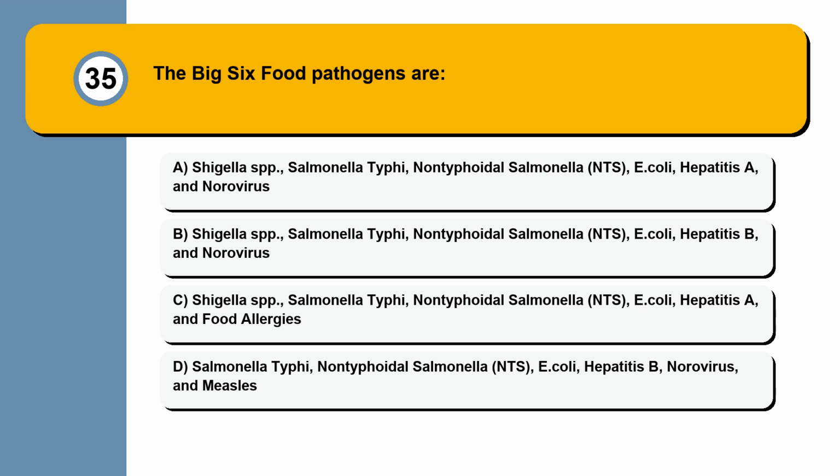Question 35. The big six food pathogens are: Shigella spp, Salmonella typhi, non-typhoidal Salmonella, NTS, E. coli, Hepatitis A, and norovirus. Shigella spp, Salmonella typhi, non-typhoidal Salmonella, NTS, E. coli, Hepatitis B, and norovirus. Shigella spp, Salmonella typhi, non-typhoidal Salmonella, NTS, E. coli, Hepatitis A, and food allergies. Salmonella typhi, non-typhoidal Salmonella, NTS, E. coli, Hepatitis B, norovirus, and measles.